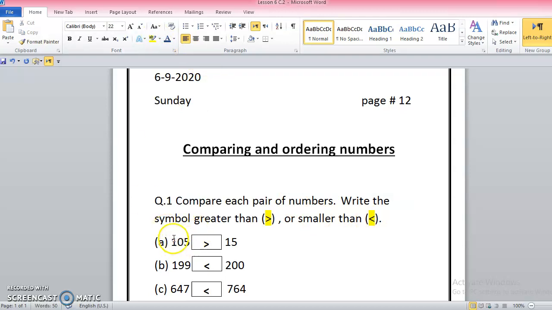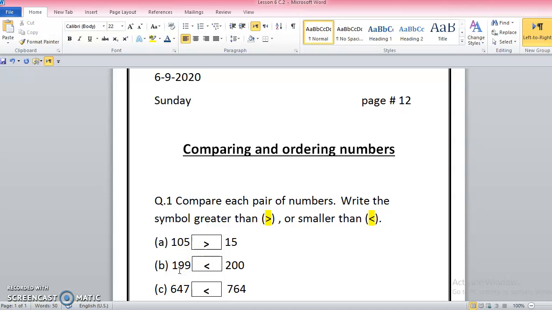So this is the first question, 105 and 15. There are 3-digit number and this is only 2-digit number. So it is very easy to say for you that this is greater than. Why? Because it's only ones and tens, and there are ones, tens, and also hundreds. So 105 is greater than 15. How to write greater than? This mouth should be open in front of 105.